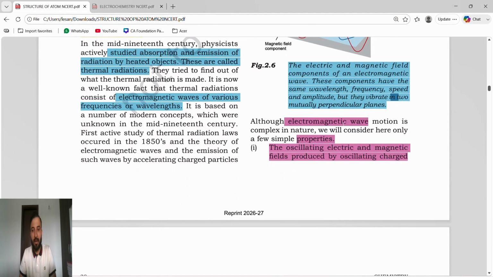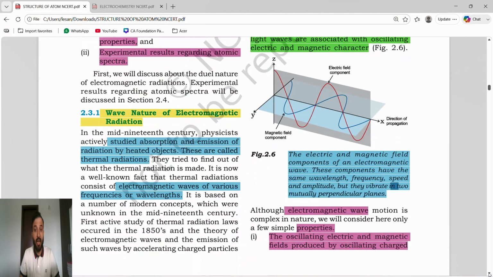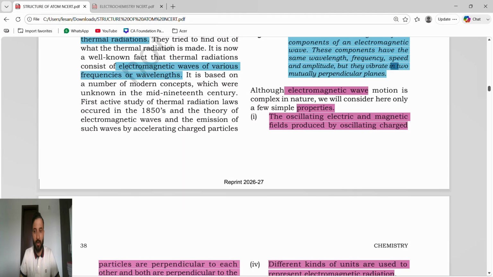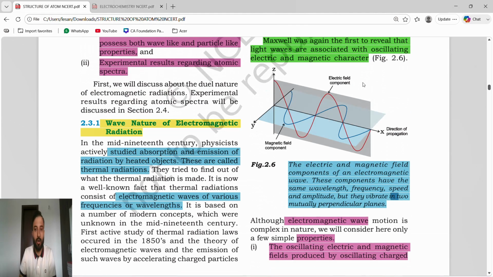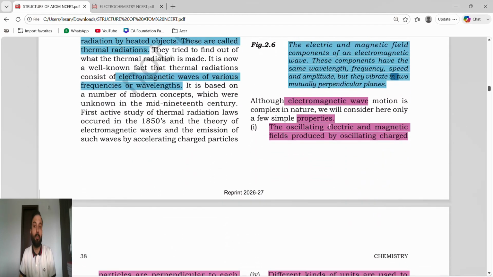Now this is the electromagnetic wave properties. If they ask about Maxwell, what Maxwell did, you have to tell this thing about Maxwell. Now here, if they ask you to write the electromagnetic wave properties, see, don't start learning this structure, it's not there. You just have to understand from here that they vibrate in two mutually perpendicular planes, that's it.